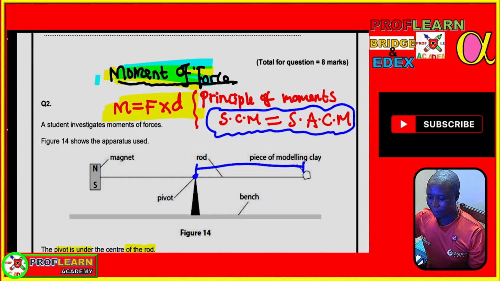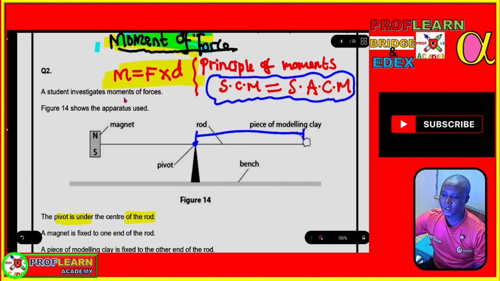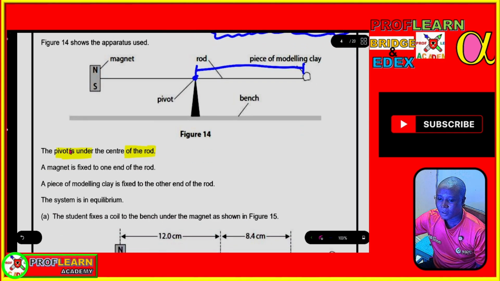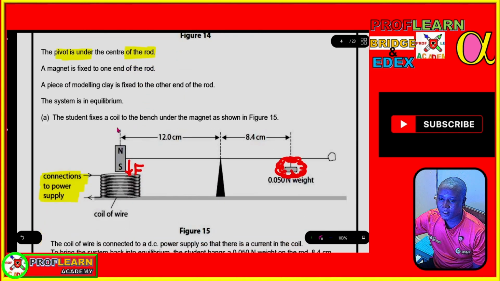All right, so under this question of moments, we're told a student investigates the moment of forces, and the figure shows the apparatus used. In this case, we have the magnet, and then we have the pivot, and modeling clay on the other end. The pivot is under the center of the rod, and the magnet is fixed at one end. The piece of modeling clay is fixed on the other end.